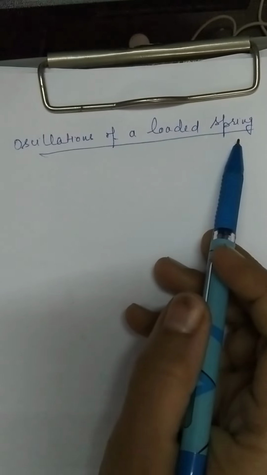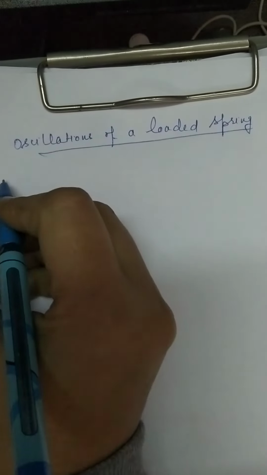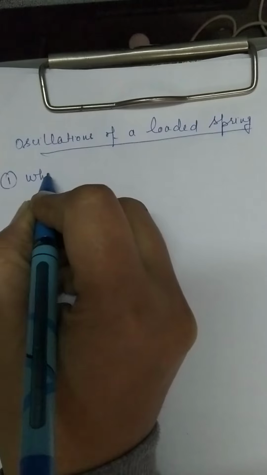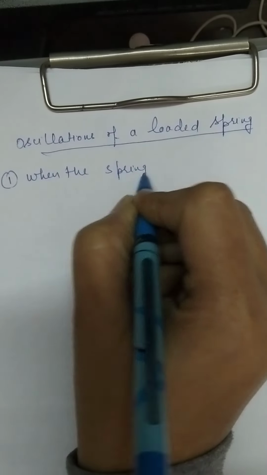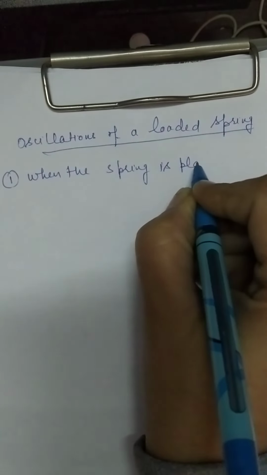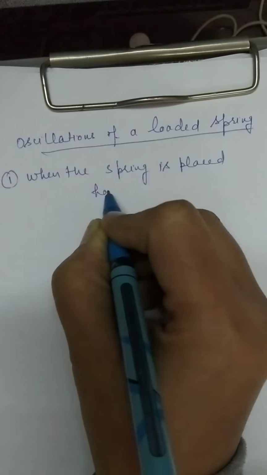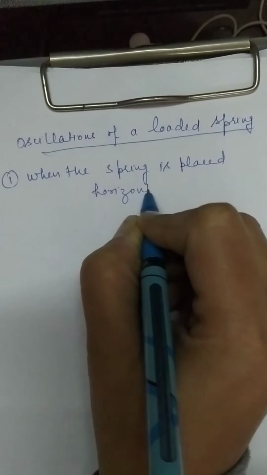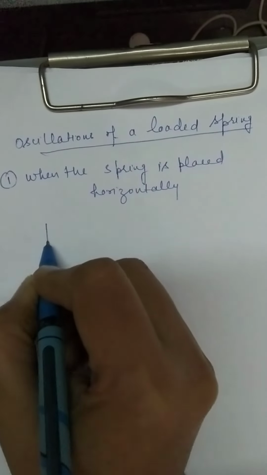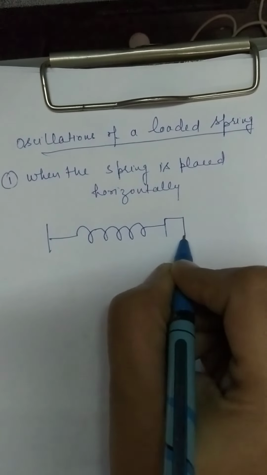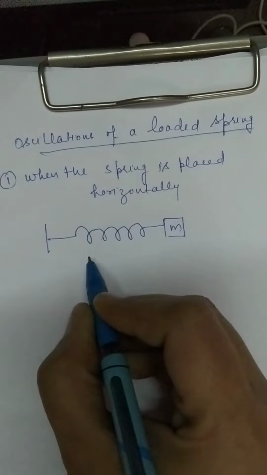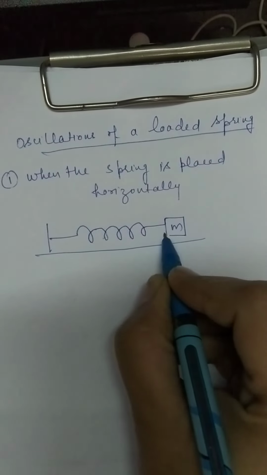Good morning, students. Today we are going to start with the next topic, that is oscillations of a loaded spring. First case is when the spring is placed horizontally. In this, we will take a spring and a mass m is attached here. This spring is massless and it is placed on a table, right?